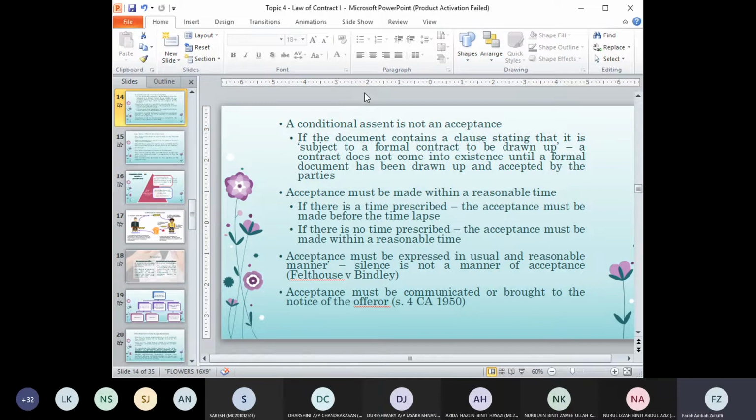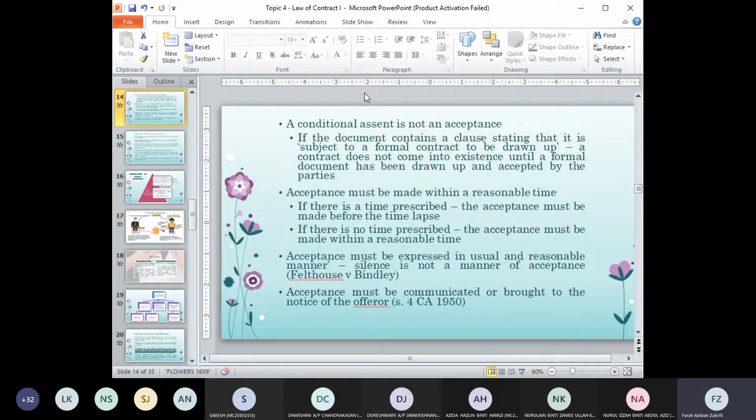That is exactly what happened in the case of Felthouse versus Bindley. If I'm not mistaken, this person is selling a horse to the other person, and he stated that if I don't hear from you in 1 week's time, I assume that you want to buy the horse. So in a situation of a contract, silence is not a manner of acceptance. The other party must say it expressly or impliedly that yes, I want to accept your offer.